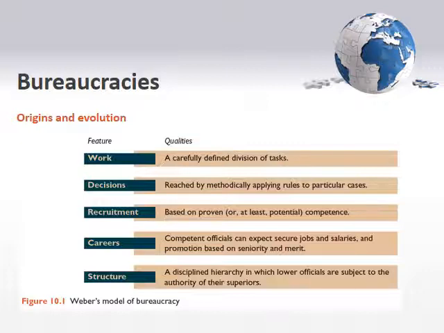So what are some ideals? What are some things that we would like to see in public bureaucracies? This is why we turn to Weber and his model of bureaucracy. Make sure that you understand that in the reading. Of course, we don't always see these characteristics, but this is the ideal. This is the goal. With regard to work and the positions within public bureaucracies, we should see a carefully defined division of tasks. There should be clear responsibilities.